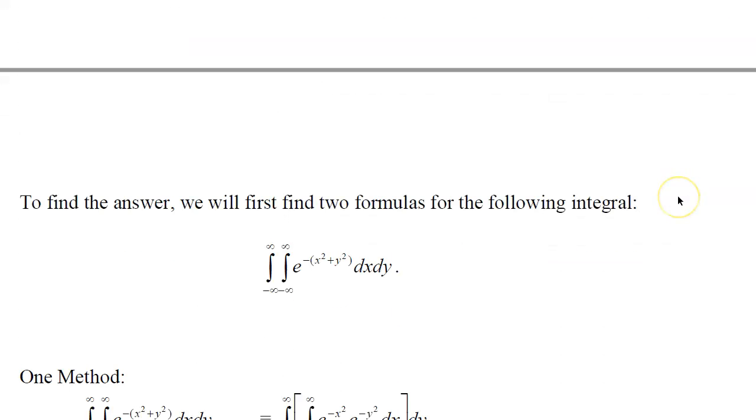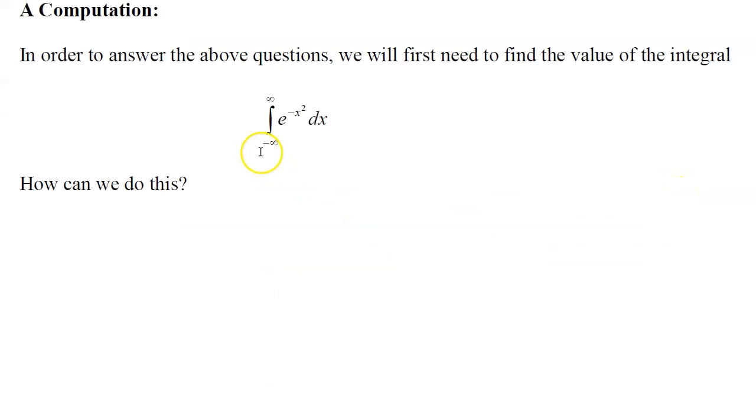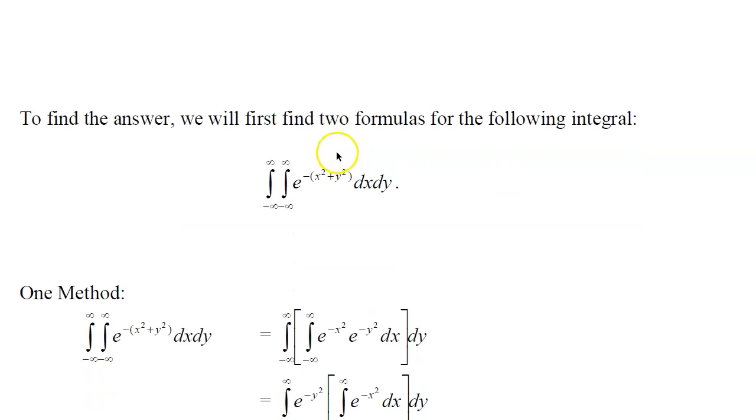So first of all, to find the value of this integral from negative infinity to infinity of e to the negative x squared dx, we're going to look at this double integral. Now notice this is not the same integral. This is the integral from minus infinity to infinity of the integral from minus infinity to infinity of e to the minus x squared plus y squared dx dy. So this is actually a surface, and we're going to find really what's the volume underneath this surface.